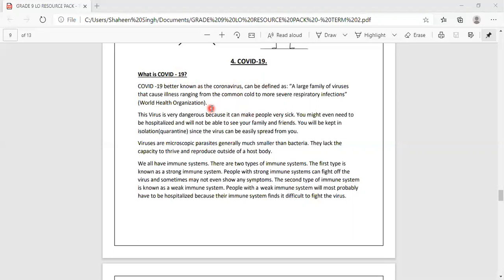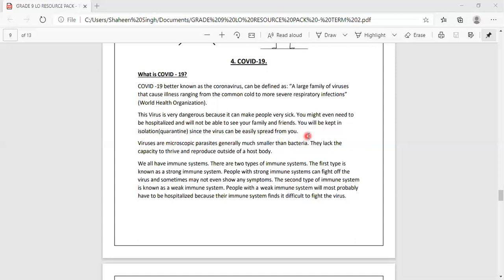Yes, and the interesting aspect of this virus is that it does not carry a name when it attacks a person. And if we do not take our precautions, we can run the risk of contracting this virus and maybe even end up being hospitalized and on a ventilator to assist us with our breathing. And as a result, you will not be able to see your family and friends. You will be kept in isolation, also known as quarantine, since the virus can be easily spread from you.